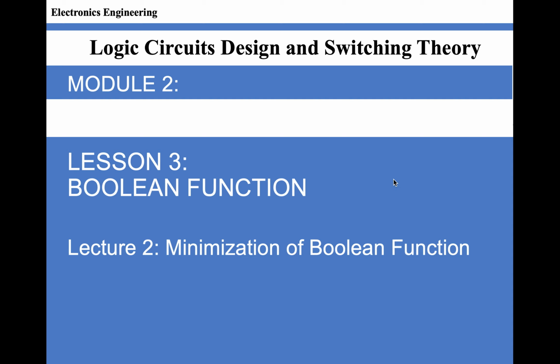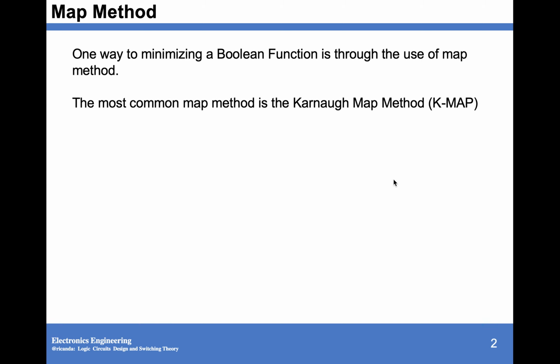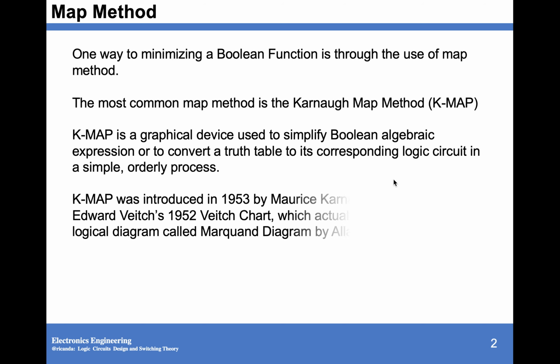Lecture number 2, how to minimize a Boolean function. One way to minimize a Boolean function is through the use of the map method. The most common map method is the Karnaugh map method, or K-map. K-map is a graphical device used to simplify a Boolean algebraic expression or to convert a truth table to its corresponding logic circuit in a simple, orderly process.